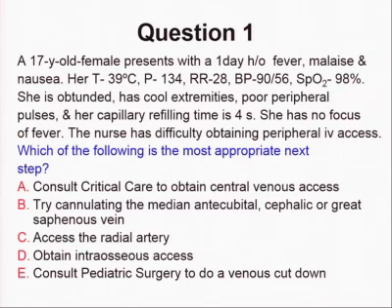The nurse has difficulty obtaining peripheral IV access. Which of the following is the most appropriate next step? A, consult critical care to obtain central venous access. B, try cannulating the medial antecubital or saphenous vein. C, access the radial artery. D, obtain intraosseous access. E, consult pediatric surgery to do a cut down.